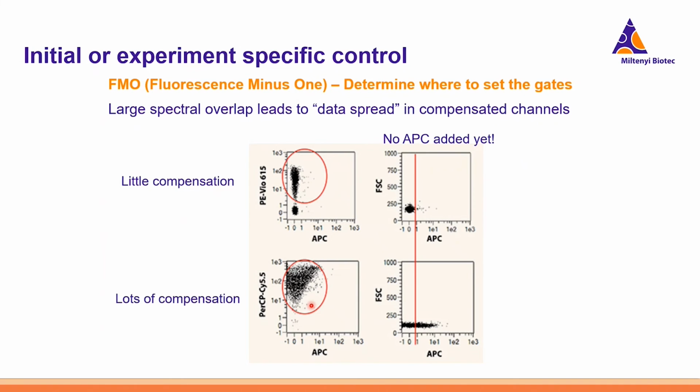When we have an FMO, in this case, this FMO does not have APC in it. I can draw a gate and see where my negative is and then my dynamic range for when I do add APC. But when I have a large overlap, an FMO allows me to truly determine, this should be where my negative region is, or where I should draw my gate for seeing the true signal of APC when I add it to the fully stained sample.